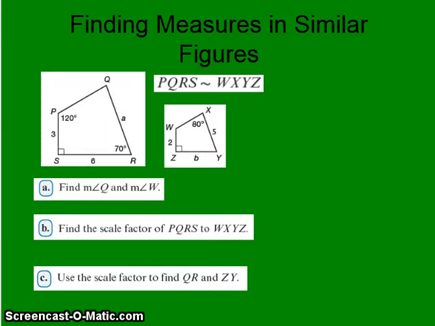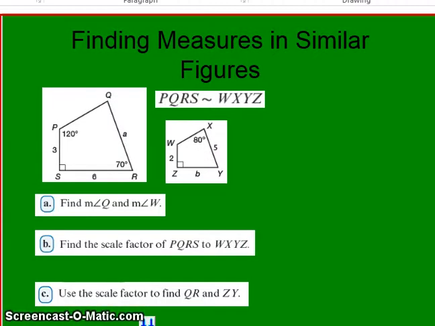Here's an example that needs to be in your notebook. This is about finding measures in similar figures. Here we have two similar figures, and we know they're similar because it says PQRS is similar to WXYZ. That means angle P and angle W are congruent, angle Q and angle X are congruent, R and Y are congruent, and S and Z are congruent.